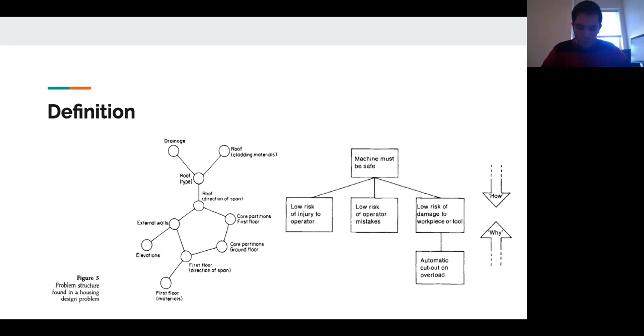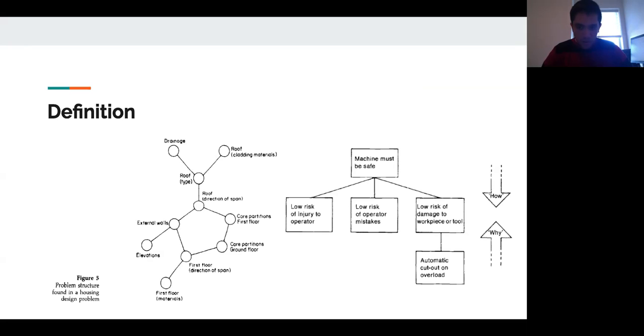And then if you were to work bottom-up, defined from a series string of why or what, you have to phrase it in the sense that automatic cutout on overload will lead to a low risk of damage to a workpiece or a tool, and it will contribute to the machine being safe. Why must the machine be safe? Because it has to have a low risk of operator mistakes. Why must the machine be safe? It must have a low risk of injury to the operator.